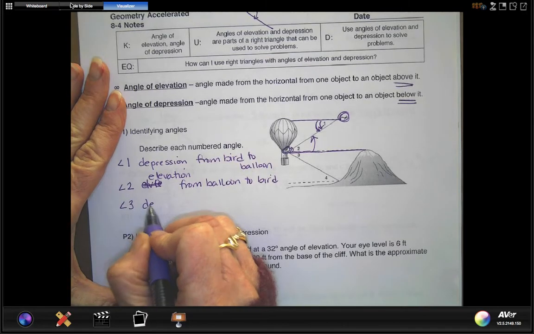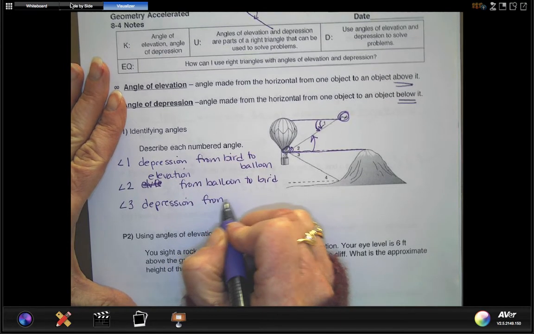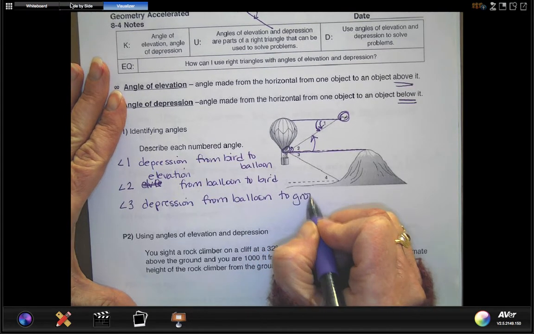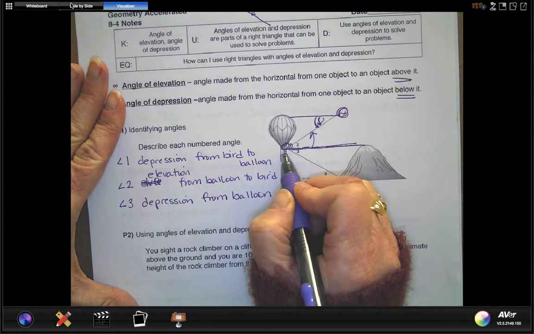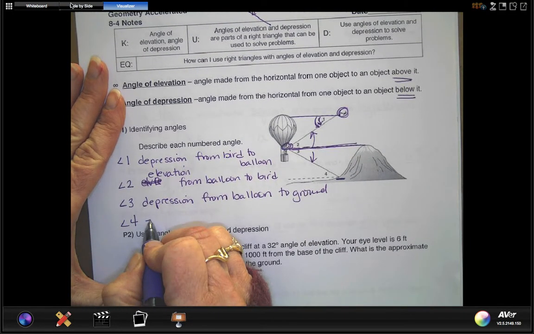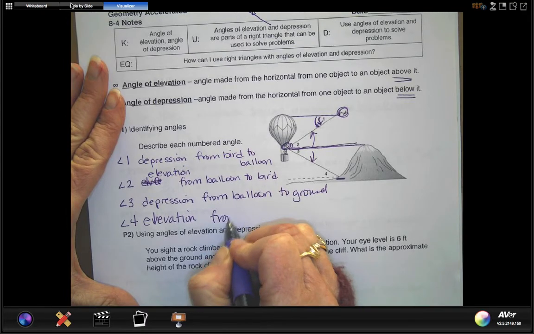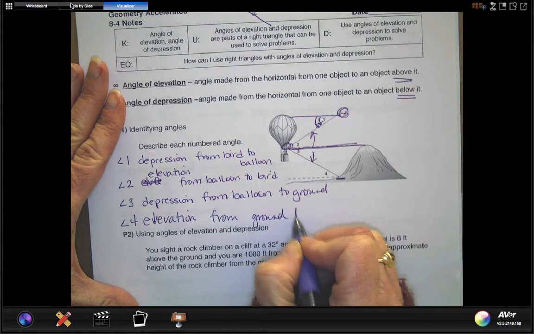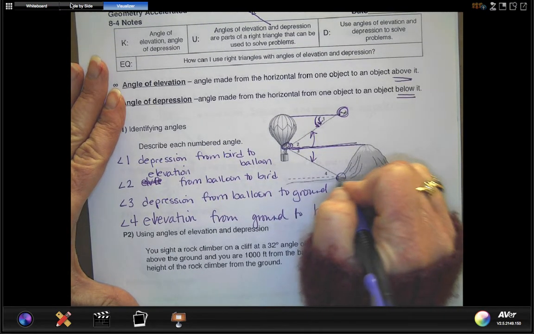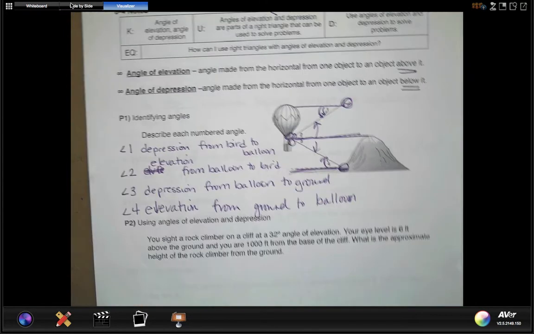Angle 3 is depression from the balloon to the ground. So again, horizontal line, person looking down here at the ground, the angle's below it. Angle 4 is elevation, I still can't spell that word, from the ground to the balloon. So here I'm at the ground looking up to the person. This is the horizontal I'm using, so that's the angle of elevation.